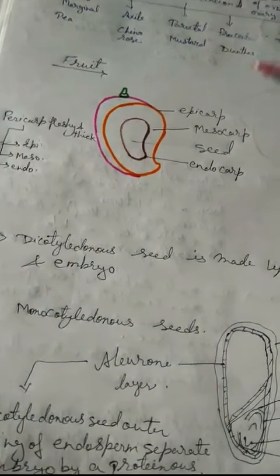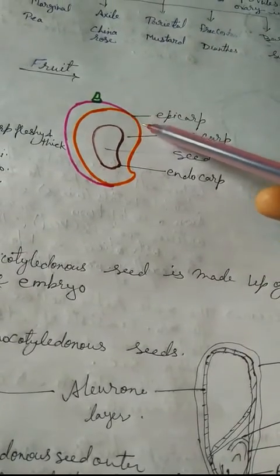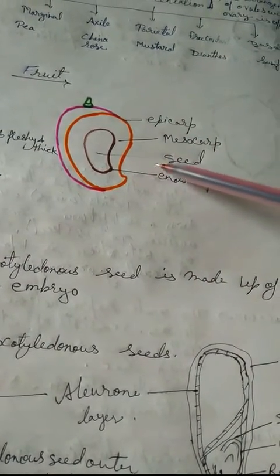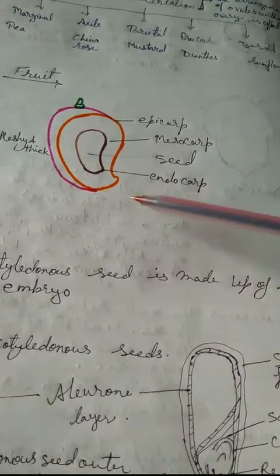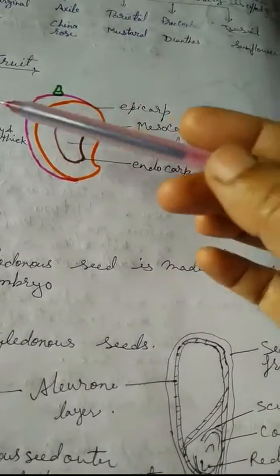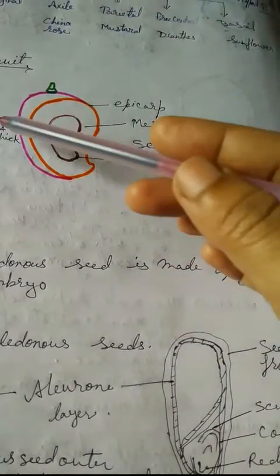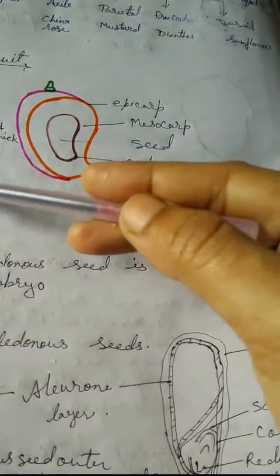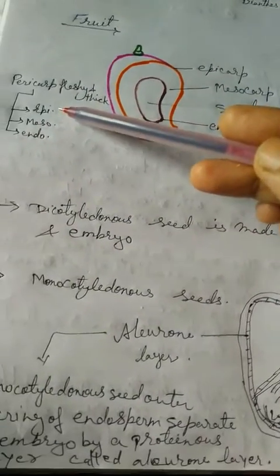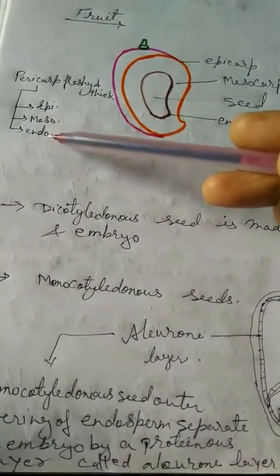Fruits. Epicarp. The outside layer is called epicarp. Mesocarp, seed and endocarp. Pericarp, fleshy and thick, is divided into 3 parts: epicarp, mesocarp, endocarp.